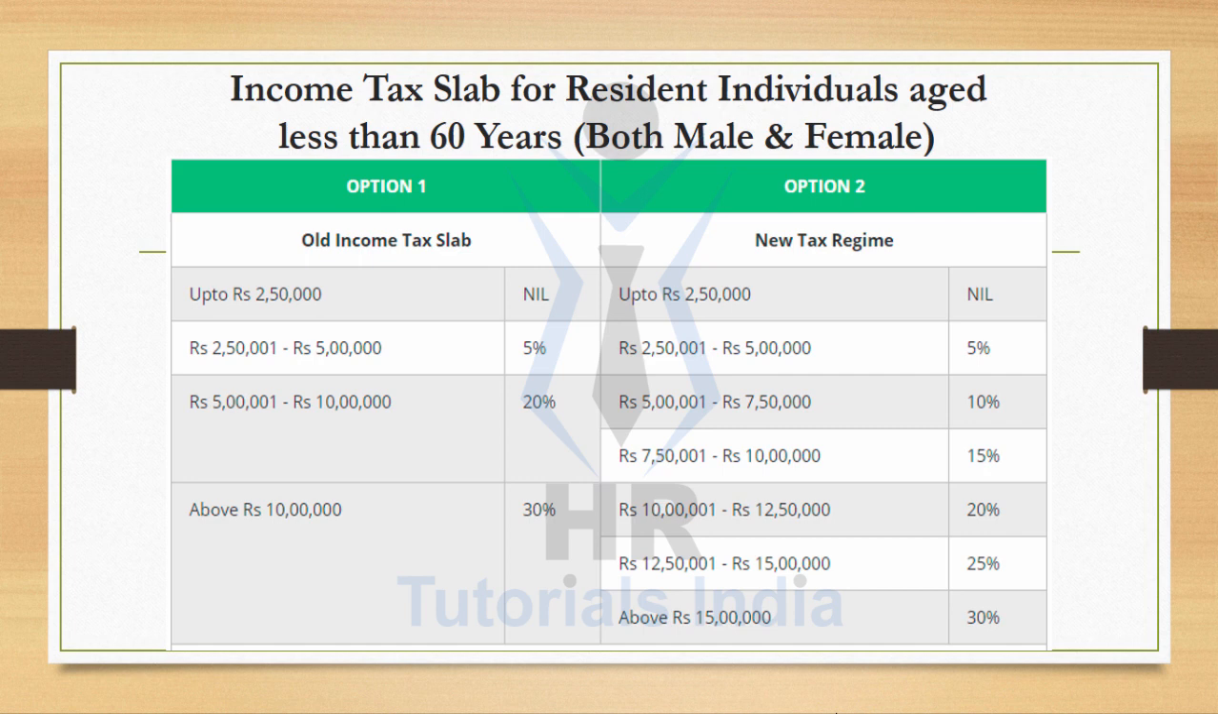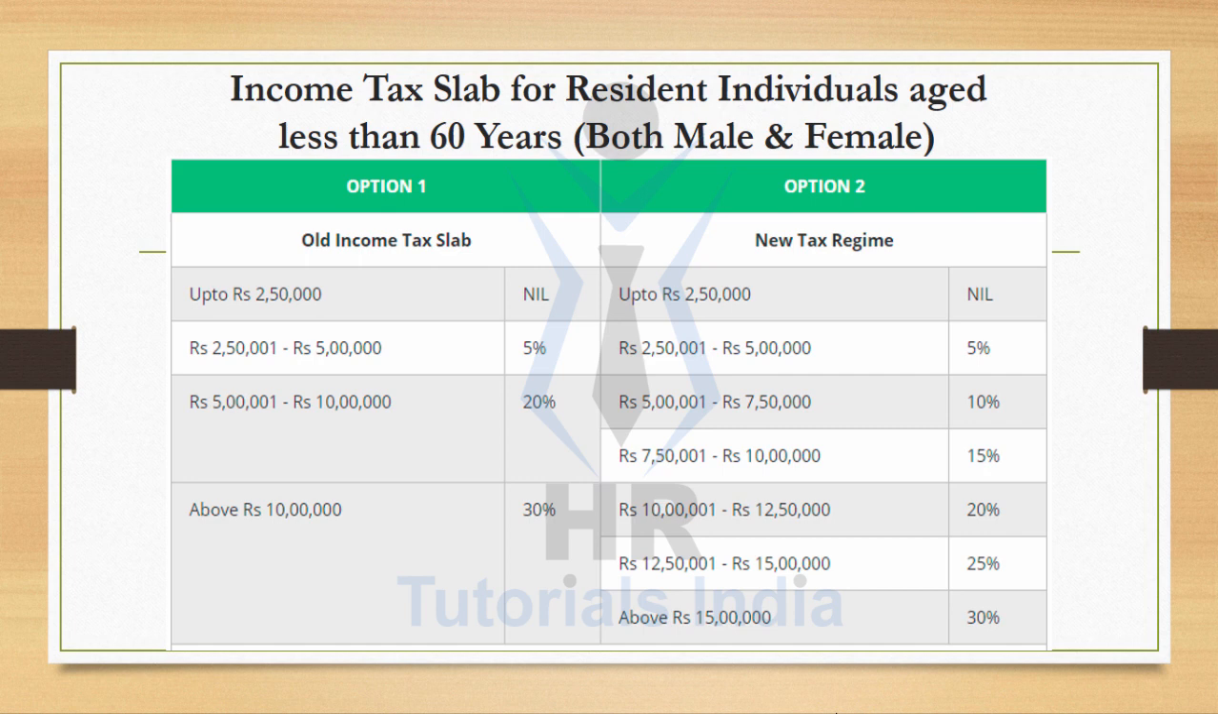When it comes to the new tax regime, up to 2.5 lakhs, the tax percentage is nil. 2.5 lakhs to 5 lakhs, the tax percentage is 5%. From 5 lakhs to 7.5 lakhs, it is 10%. 7.5 lakhs to 10 lakhs, it is 15%. From 10 lakhs to 12.5 lakhs, it is 20%. From 12.5 lakhs to 15 lakhs, it is 25%. And above 15 lakhs, it is 30%.